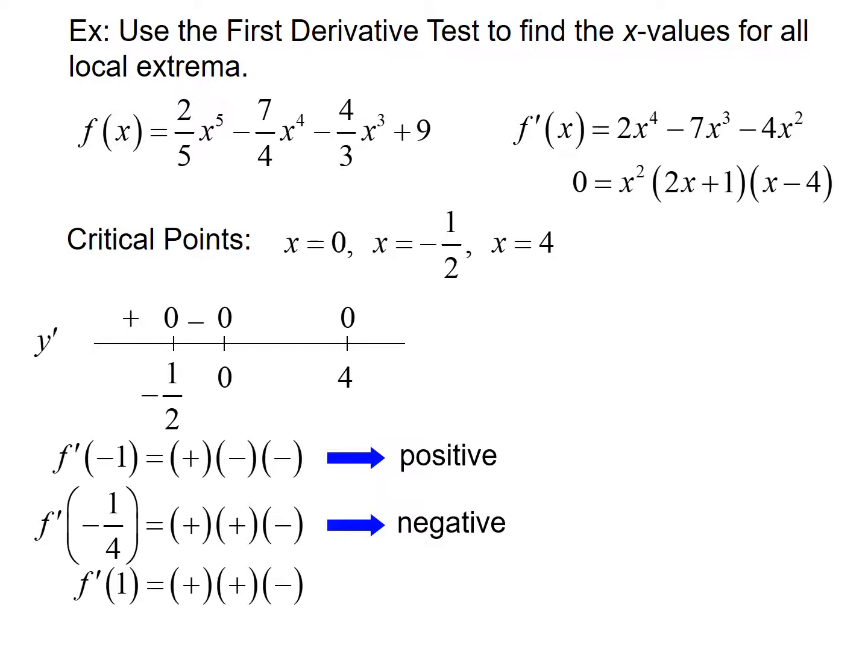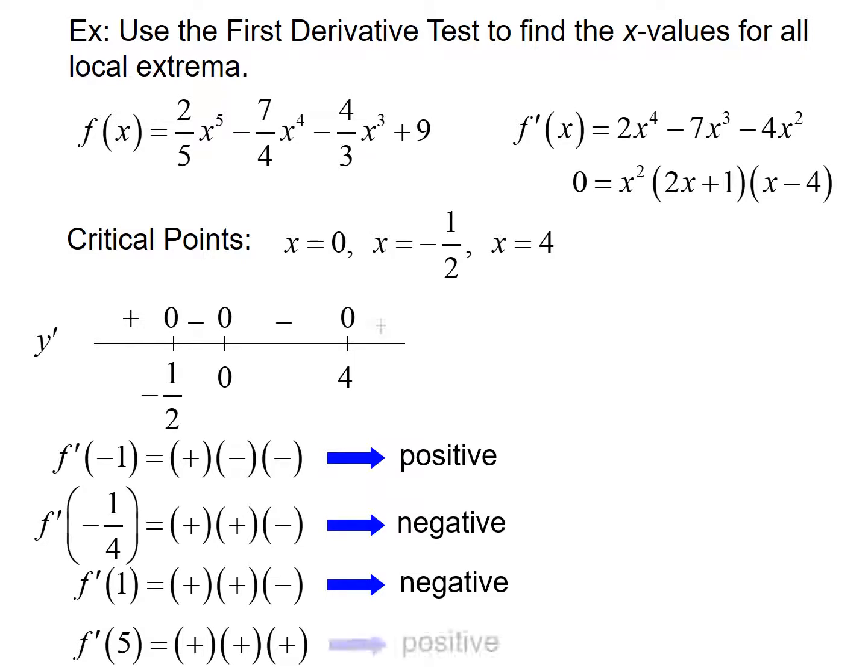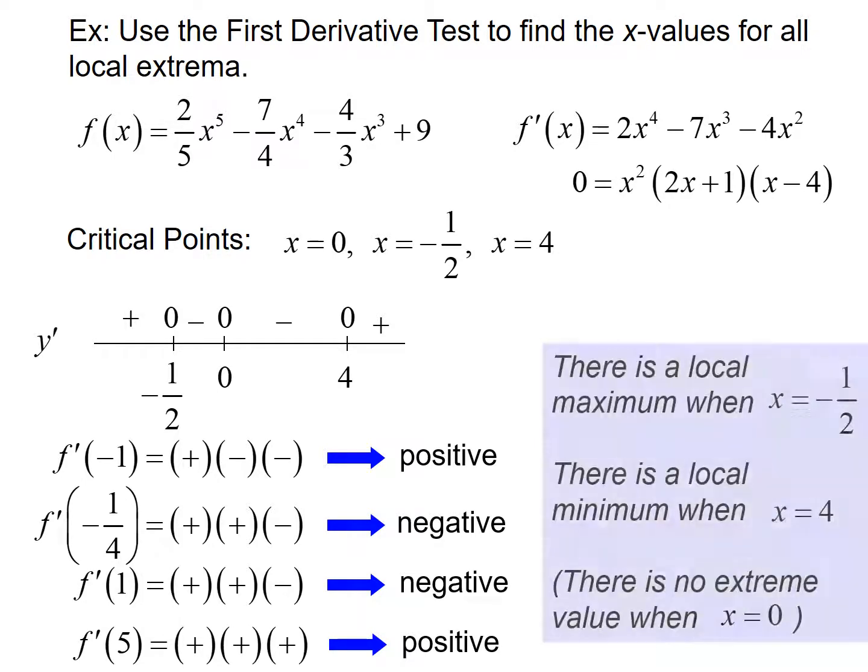A number between 0 and 4, we can check 1. We get negative, so the function is still going down. And then if we check a number to the right of 4, we get positive, now the function is going up. So we can conclude then that there's a local maximum when x is negative 1/2 because the function is going up and then down, minimum when x is 4 because it's going down and then up, and there's no extreme value when x equals 0 because although it was a critical point, the function continued going down.